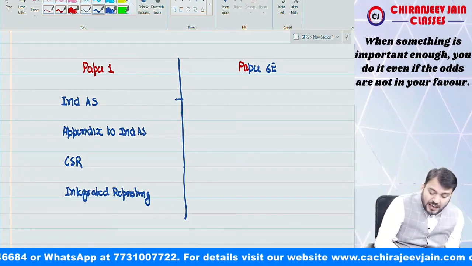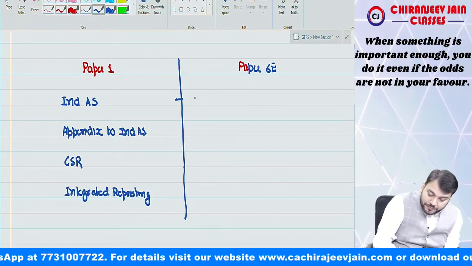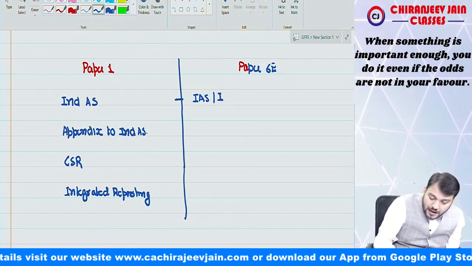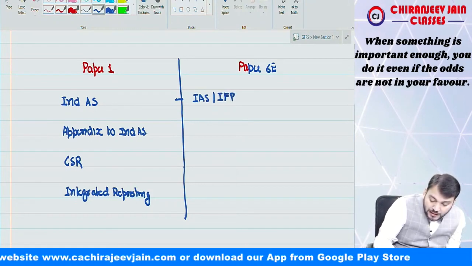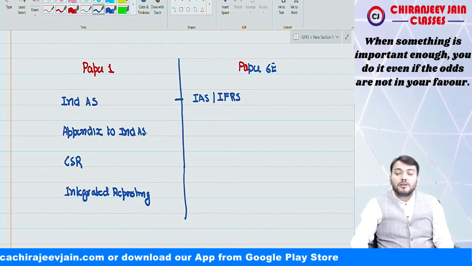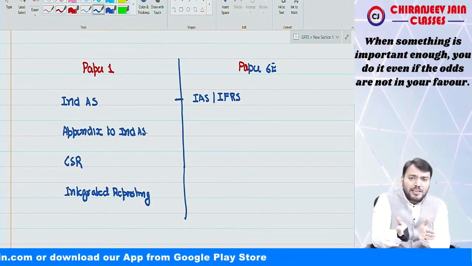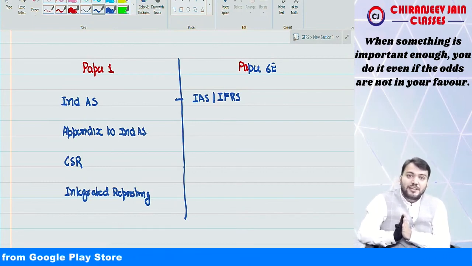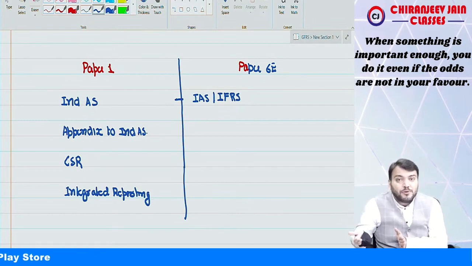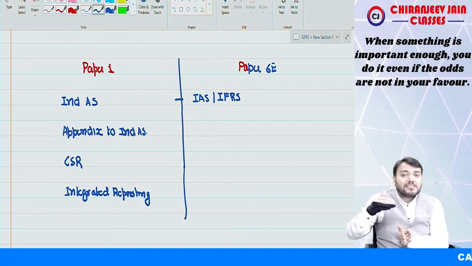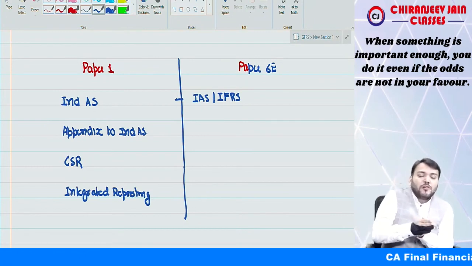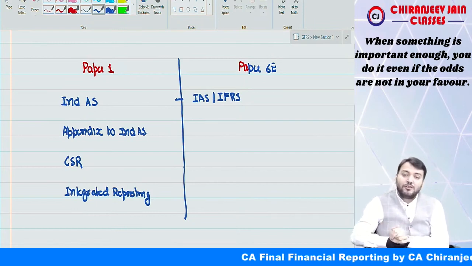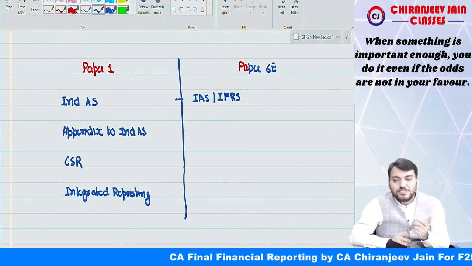as compared to Ind AS, we have what? International Accounting Standards, IAS, and IFRS, correct? However, you all know that Ind AS is nothing but a converged form of International Accounting Standards and International Financial Reporting Standards. International Accounting Standard before 2001 was known as International Accounting Standard; after 2001 it was known as International Financial Reporting Standard.